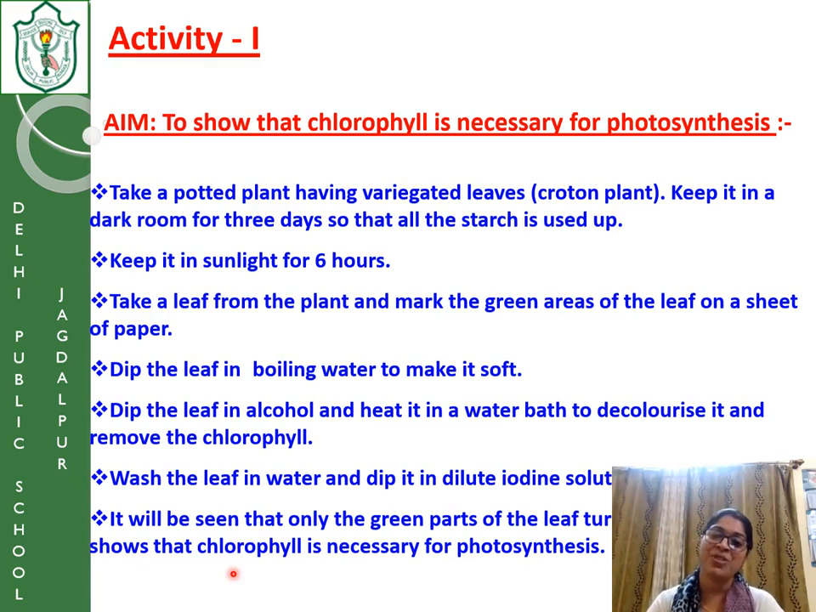So the green-colored portions had the starch, and that was shown by adding the iodine solution. Why did the other part of the leaf not show the blue-black color? Because the portions having white spots, yellow spots or red spots did not show the presence of starch. Why? Because in those portions the chlorophyll was not present. So this proves that chlorophyll is an important component for the photosynthesis process.